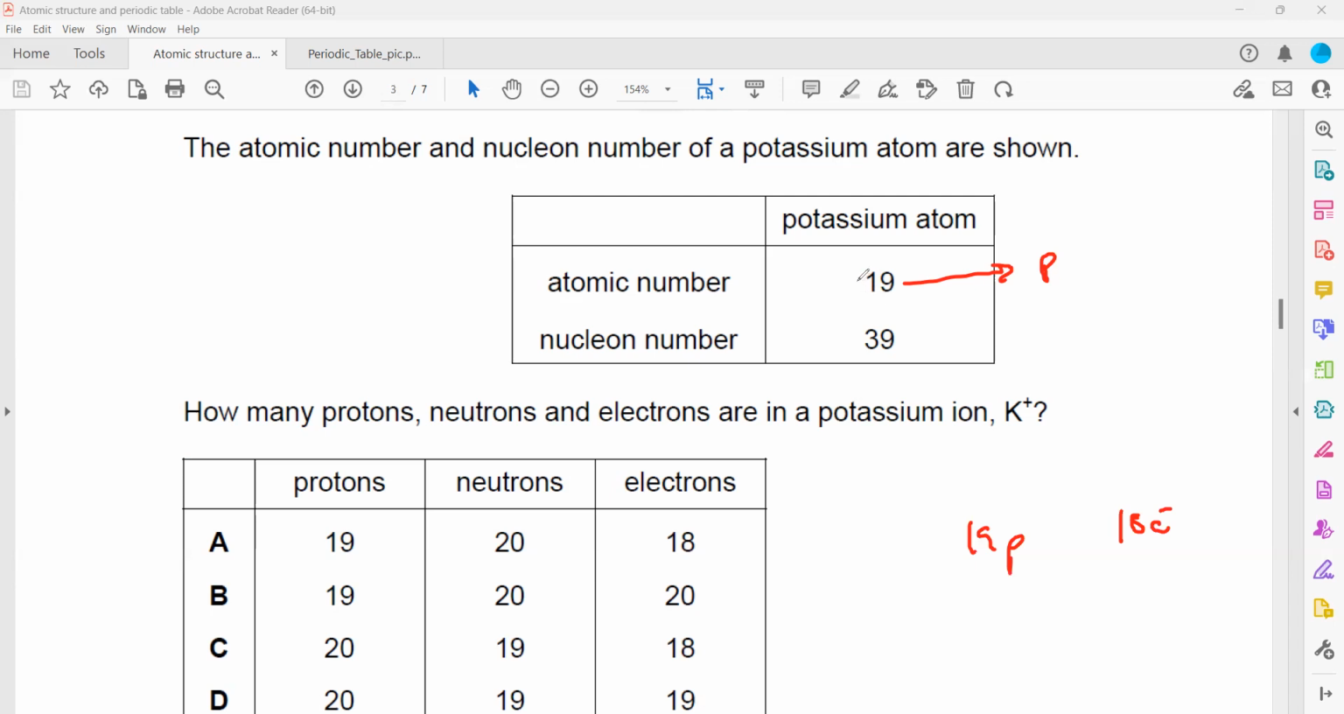And what about the neutrons? We take the difference, 39 minus 19, which equals 20. So there should be 19 protons and 20 neutrons, as we take the difference. And how many electrons? 18 electrons. That's why A should be the right answer. Is this one clear?